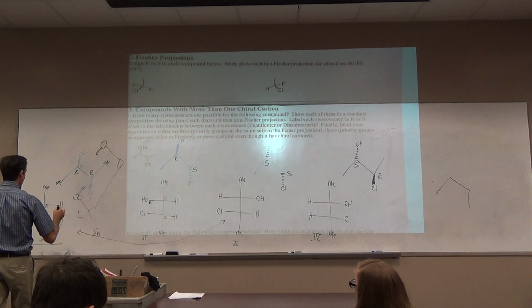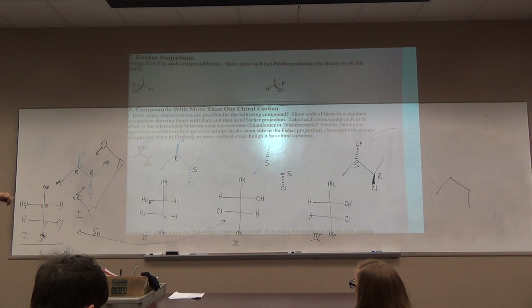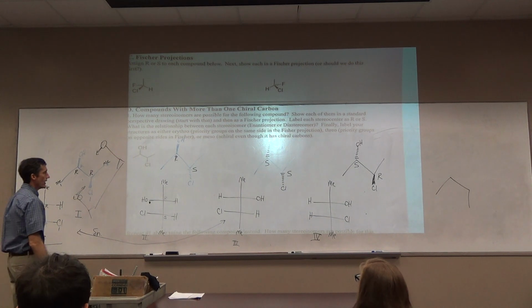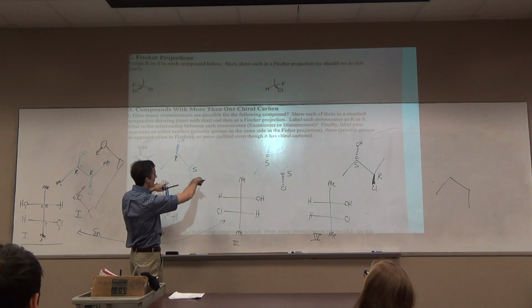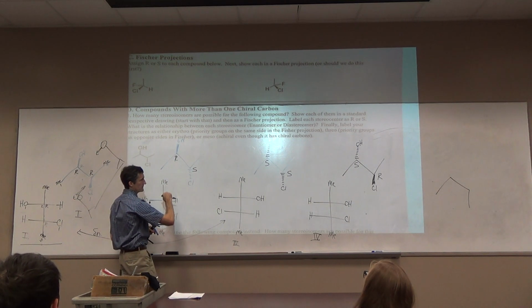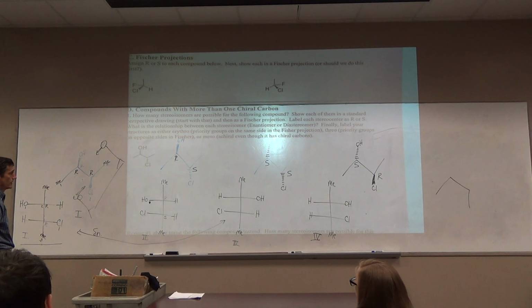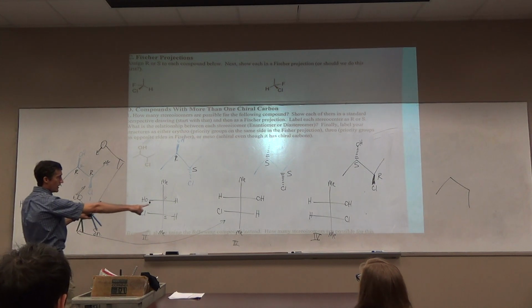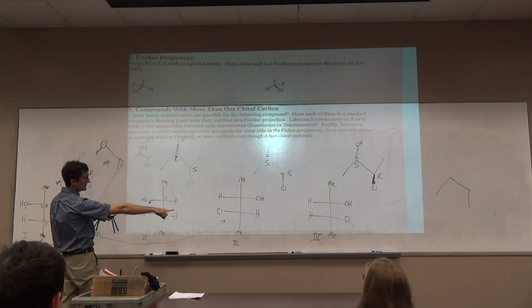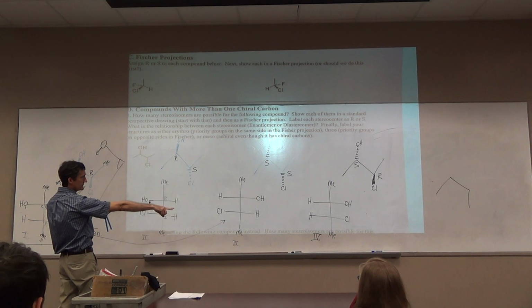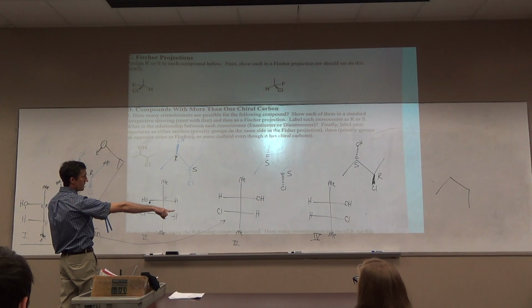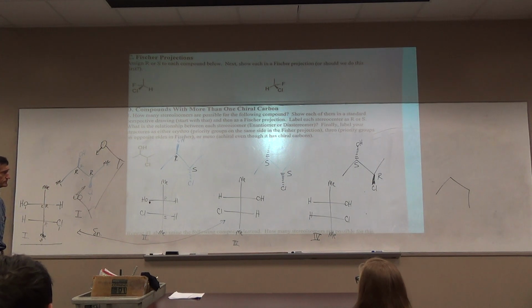Okay, what's the relationship between 2 and 4? You can look at the perspective. What's the mirror image of RS? SR, yes. That tells us it's a mirror image, but that does not tell us it's the same or different. 2 and 4. I prefer looking in the Fischer. You see how the Fischers are mirroring? Okay, same or different? Different. How do you know they're different?